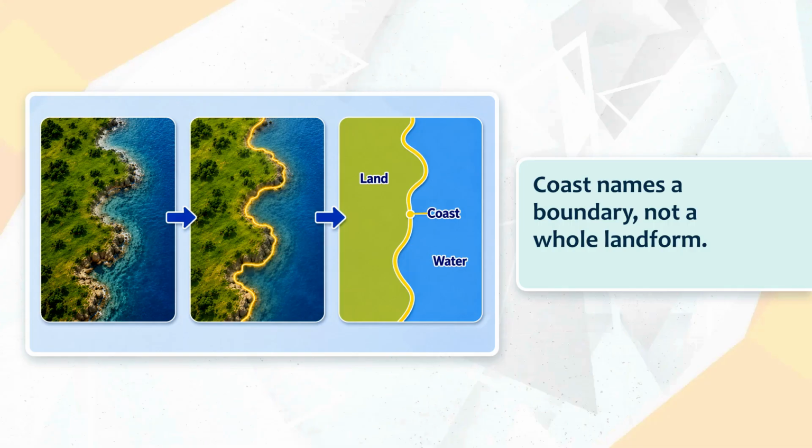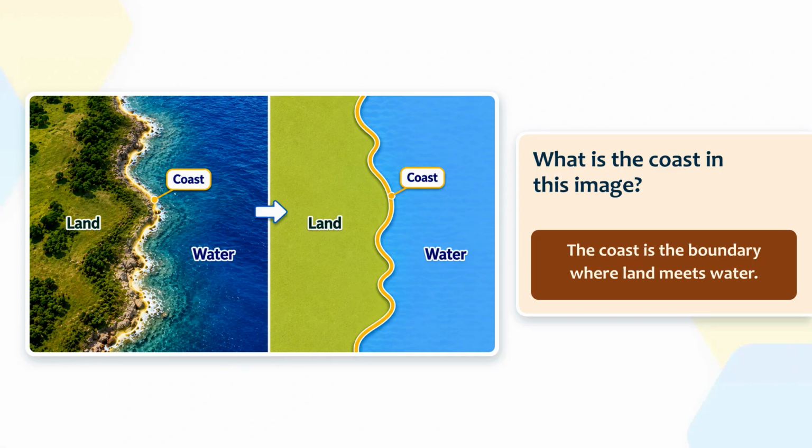The simplified line removes a common confusion. Coast names a boundary, not a whole landform. Different landforms can each have a coast. Point to the part that the word names. What is the coast in this image? The highlighted edge shows it directly. The coast is the boundary where land meets water. It is the bright line between the two areas.